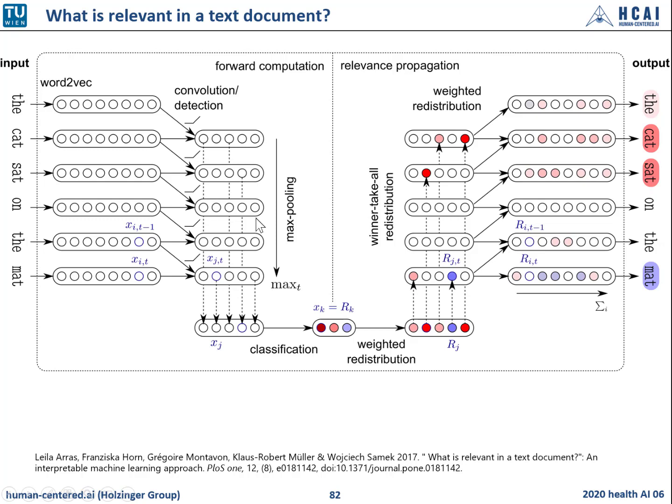Okay, what is relevant in a text document? So here we see a diagram of a CNN-based interpretable machine learning system applied to text, so language. It consists of a forward processing that computes for each input document a high-level concept, for example a semantic category or sentiment, and a redistribution procedure that explains the prediction in terms of words.